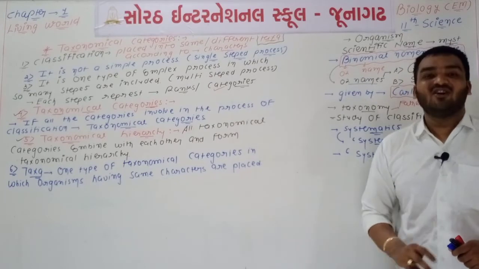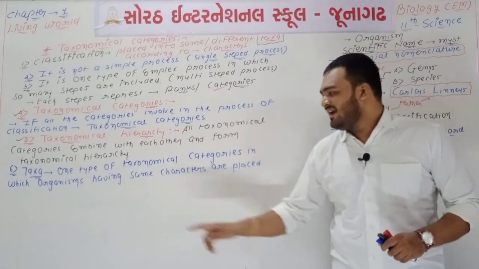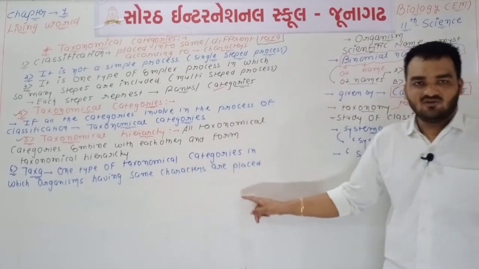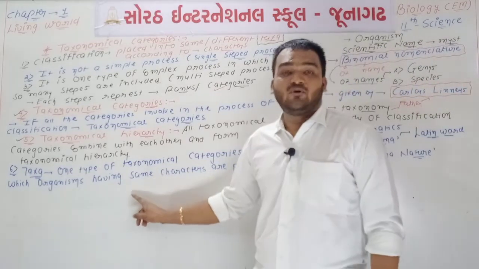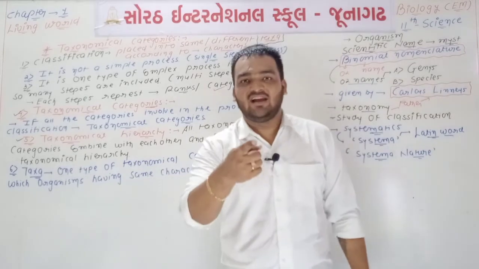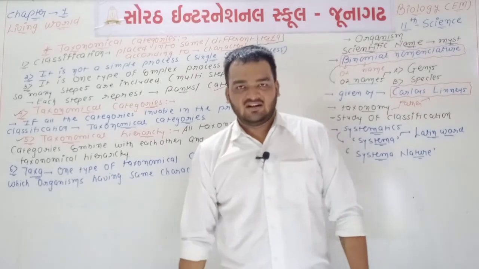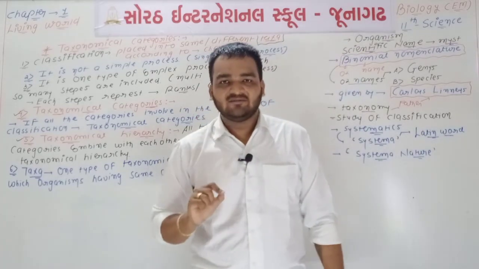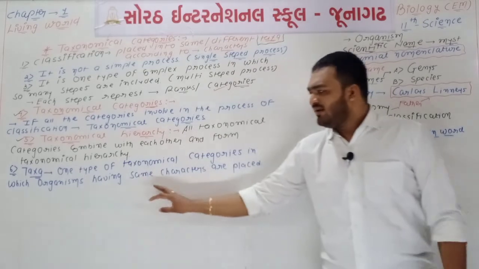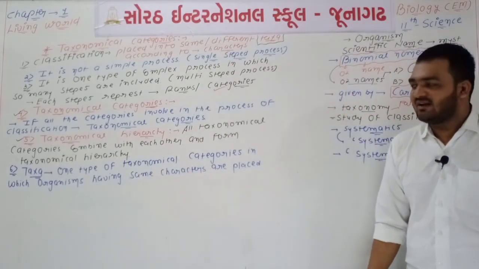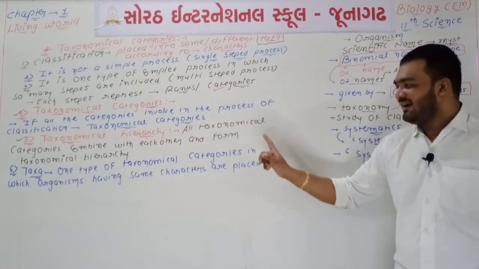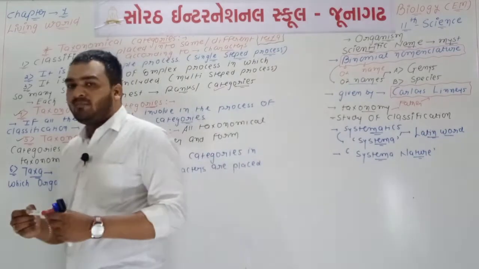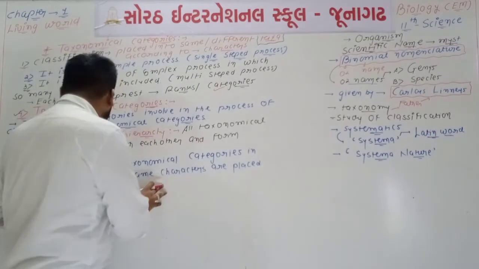So taxa is one type of taxonomical category in which organisms having the same characters are placed. Remember, same characters. You know that same characters are important for classification and different characters are important for genetics. You will learn about the concept in one chapter of genetics in 12th. But for now, you will remember the definition of taxa. Again, what is taxa? It is one type of taxonomical category in which organisms having the same characters are arranged or placed.